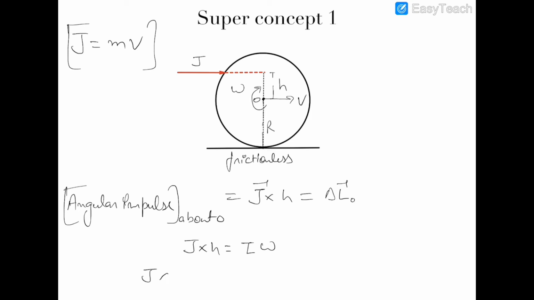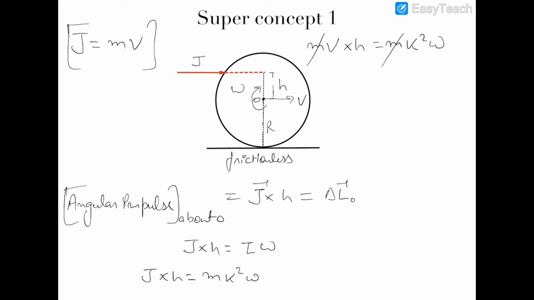Now this J into h is equal to I omega, where I is m k square, where k is the radius of gyration, because we don't know what this body is. Is this a solid sphere, or a hollow sphere, or a ring? So we can generalize this formula in terms of radius of gyration k. So J into h is equal to m k square omega, where J is equal to m into v. So we can substitute J as m into v, and this is h is equal to m k square omega, cancelling m with m.